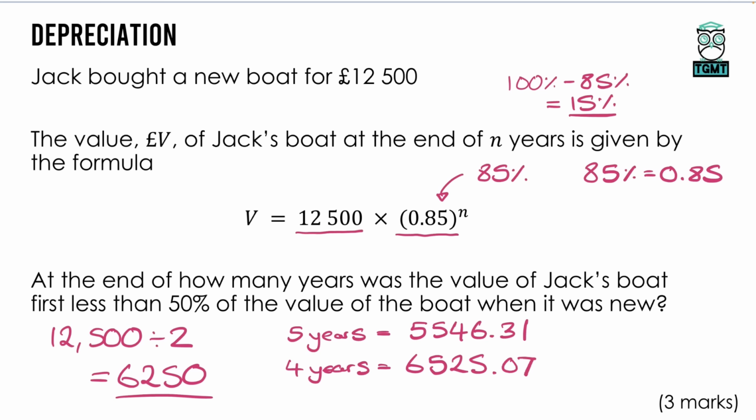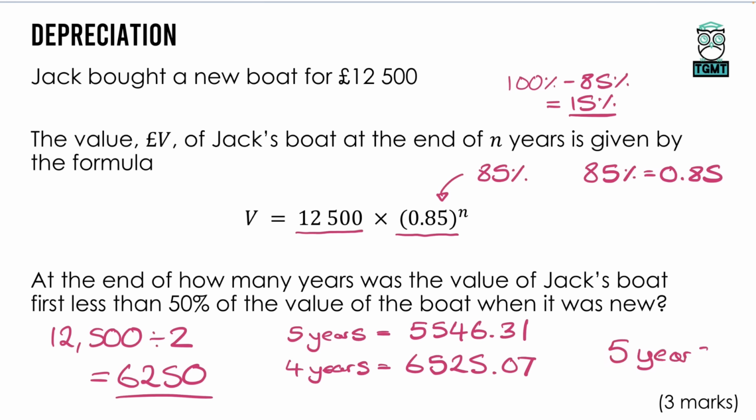and 7 pence if we don't round that. Now that is not 50% of the value, it's not quite gone under. So actually it's going to happen in that 5th year. So at the end of how many years was the value of Jack's boat first less than 50%? Well, after 4 years it wasn't less than 50%, but in the 5th year it was. So my answer for this is 5 years.